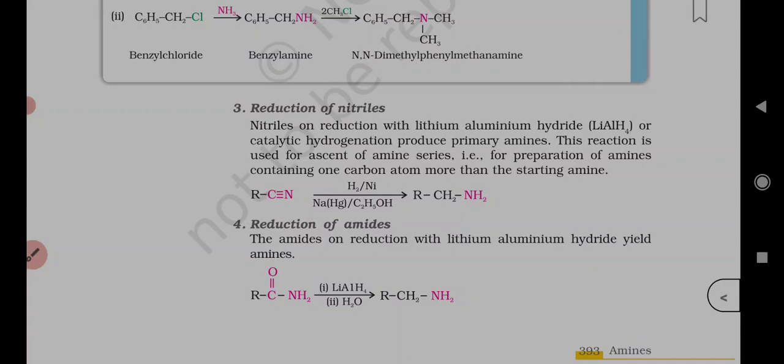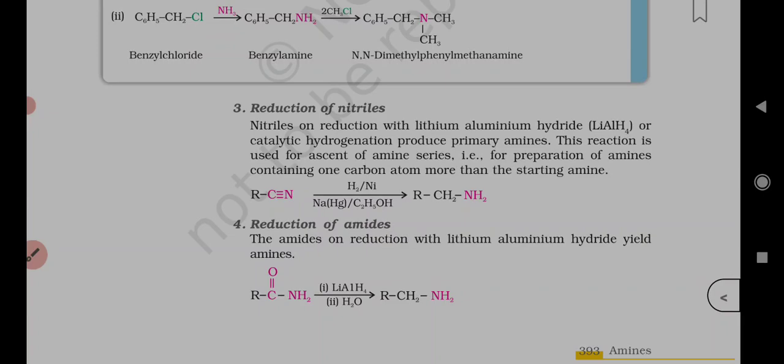Aromatic primary amines cannot be prepared by this method because aryl halides do not undergo nucleophilic substitution with the anion formed by phthalimide. So Gabriel phthalimide synthesis follows SN2 mechanism. It is for the preparation of primary amines first of all. So SN2 mechanism and primary amines. Gabriel synthesis is used for the preparation of primary amines.